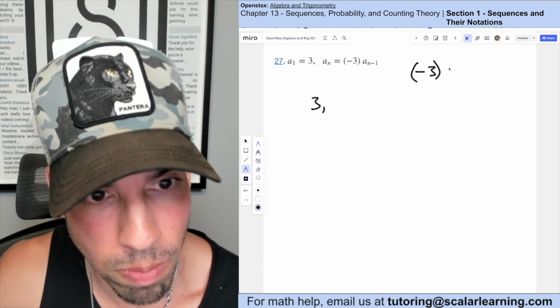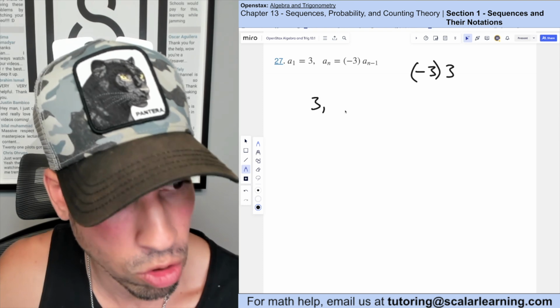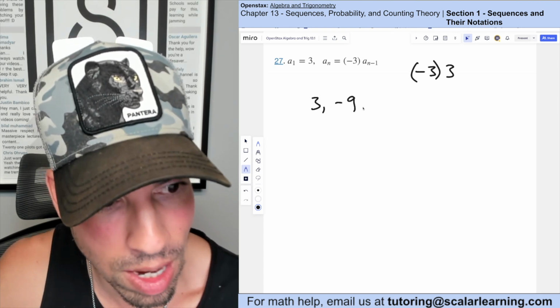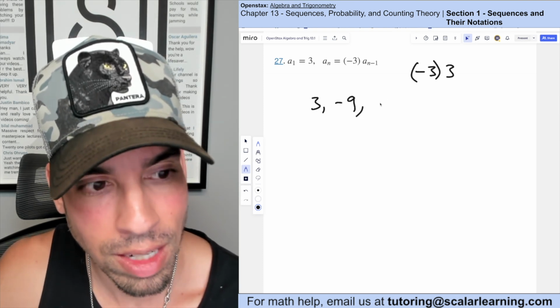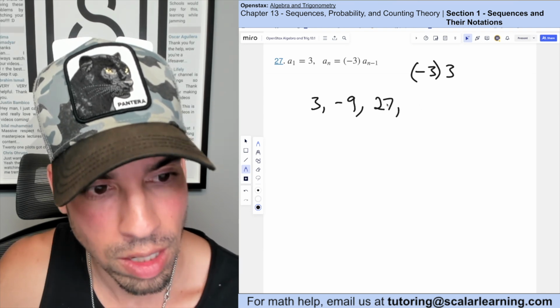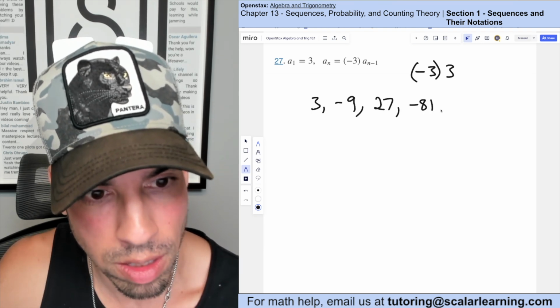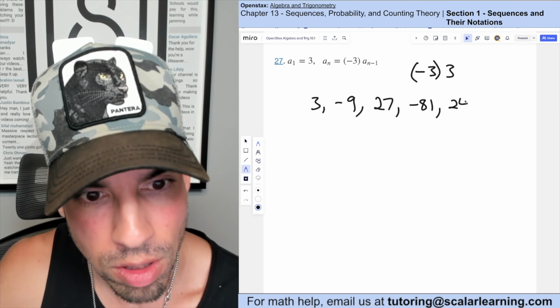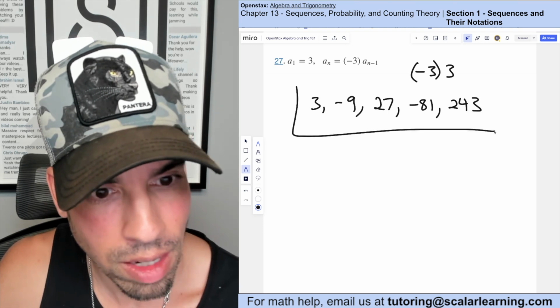So to get the second term, I do negative 3 times the first term, which is 3. That gives us negative 9. Then again, to get the next term, I'm going to say negative 3 times this term, which is 27. You see, negative 3 times that is negative 81. Negative 3 times that is positive 243. That's how you do it.